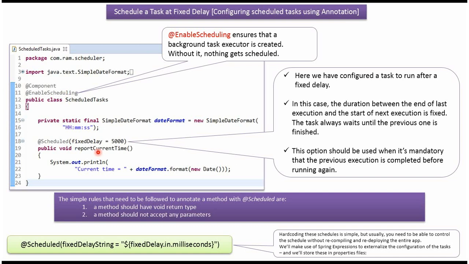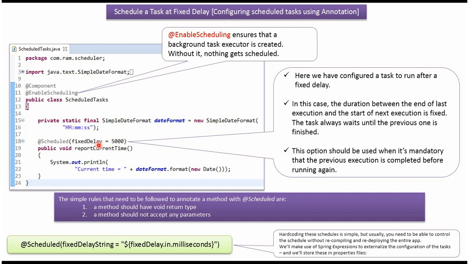Here I have defined the method reportCurrentTime. It prints the current time. In this method, I have applied @Scheduled annotation and fixedDelay is 5 seconds. So every 5 seconds, this method will be executed.